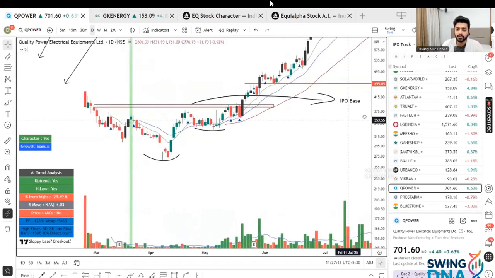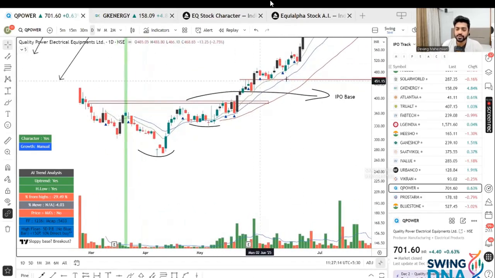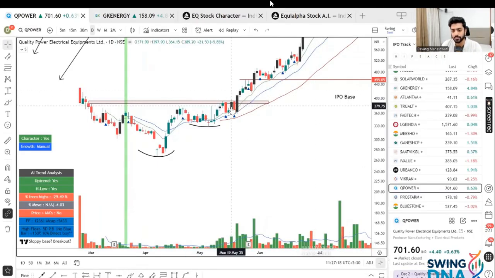How to trade them now? How to trade an IPO base? It's the same way we trade any other stock. Nothing new to do. This is a good breakout up here. You have momentum coming up here. So this is your buy.